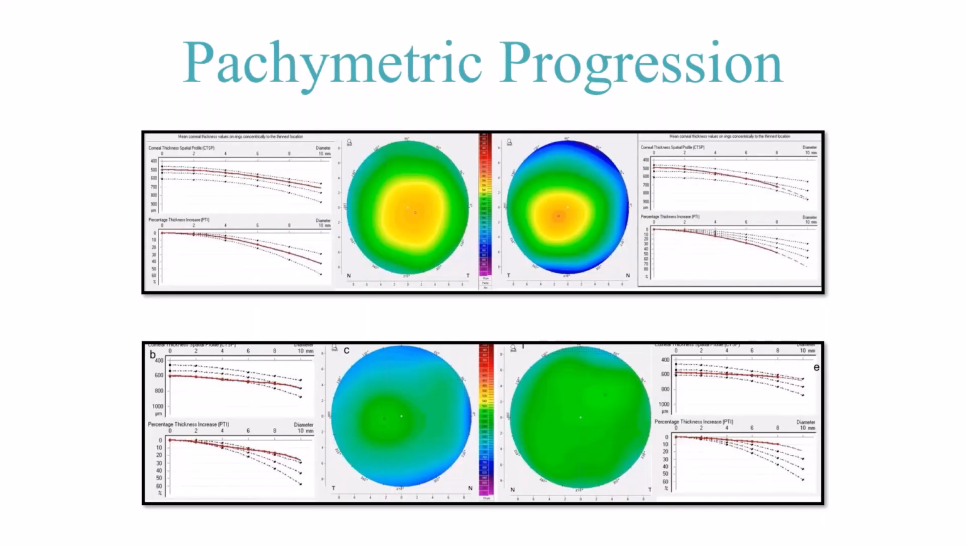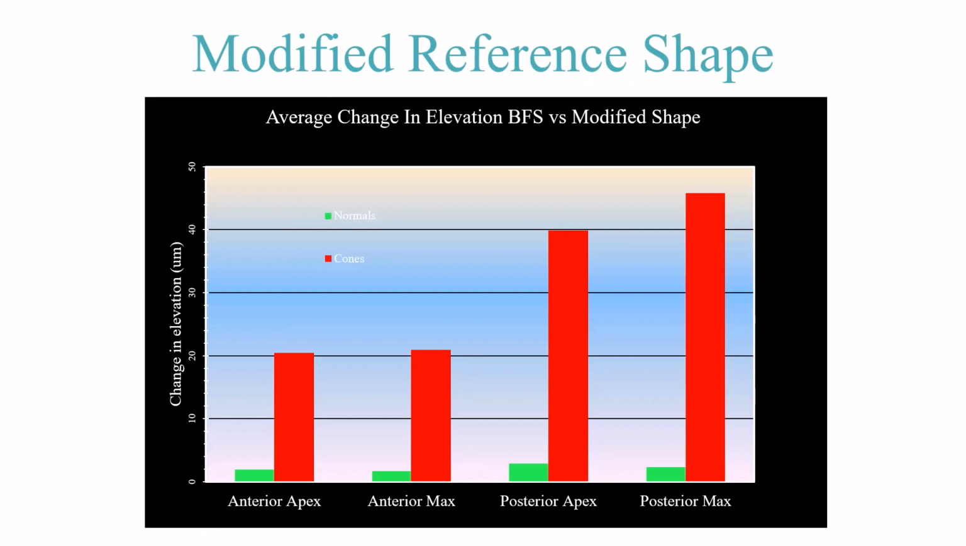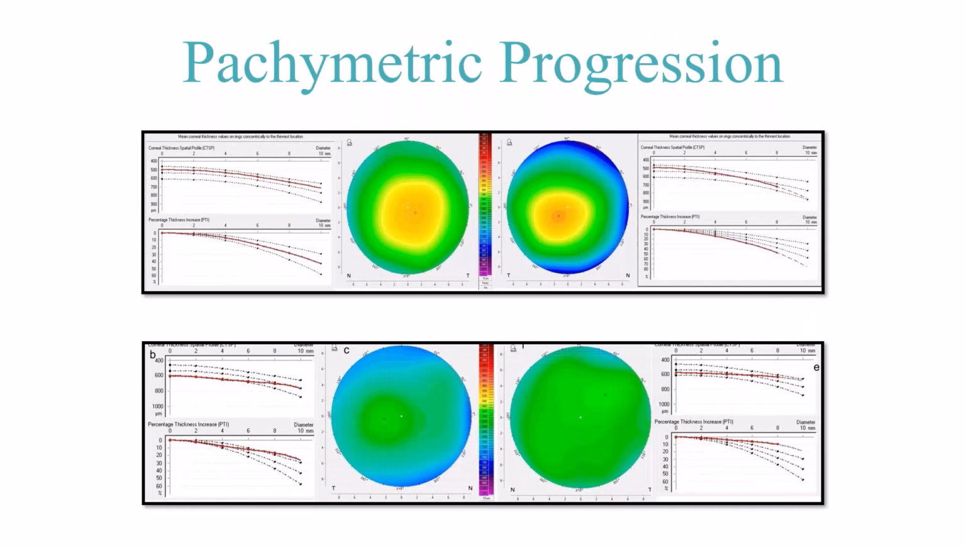And that's really the derivation of the whole left side of the BAD display. The right side, which I won't speak as much about because that was really Renato's work, is pachymetric progression. And what is pachymetric progression? It's the rate of change going from the thinnest point to the periphery. And this is an example.